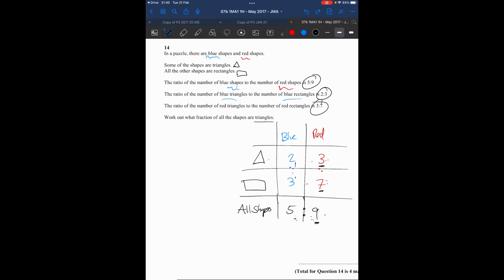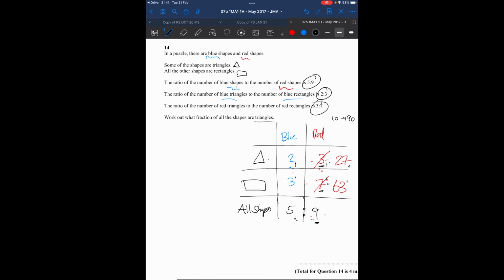Let's do the red bit first. So together it represents 10 parts. So if we go from 10 parts to 90 parts, we need to times by 9. So instead of writing it as 3 to 7, I'm going to multiply that up by 9. So 3 times 9 is 27. 7 times 9 is 63. So am I allowed to just do that? Well, yes, I'm definitely allowed to do that because this ratio here is the same as this ratio here.